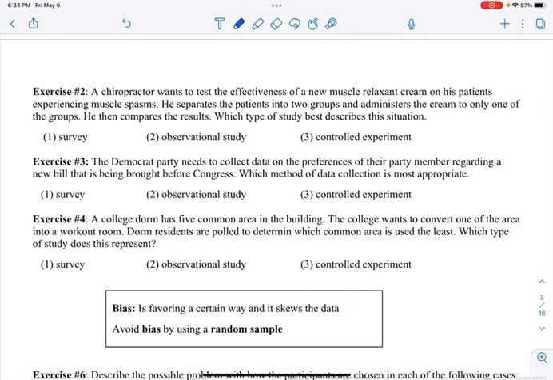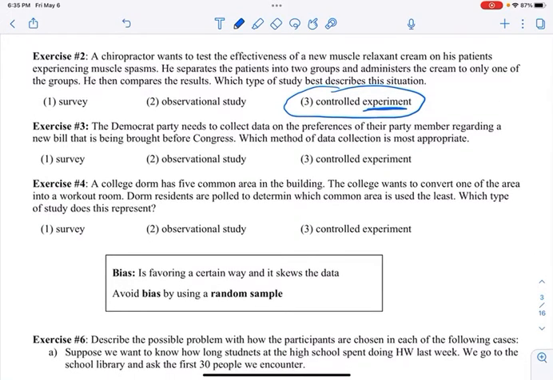All right, so he divided the patients into two groups and he gave cream to only one of them. That's a controlled experiment, right? It's controlled because he's deciding who's in what group, who's getting the cream, who's not getting the cream. But it's definitely an experiment to see the cause and effect of giving one group of people cream and the other group of people not getting the cream.